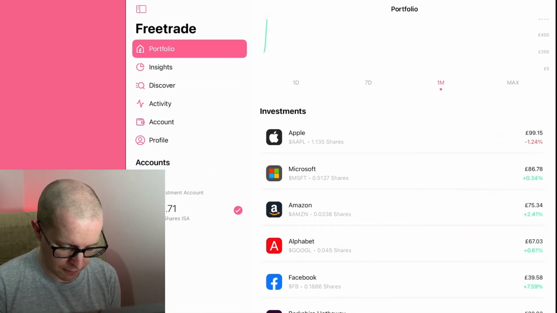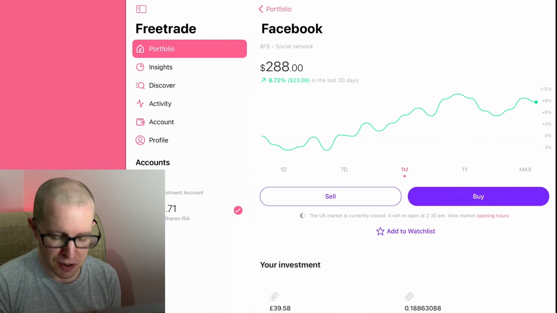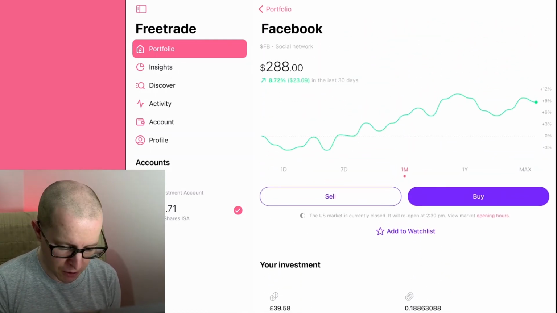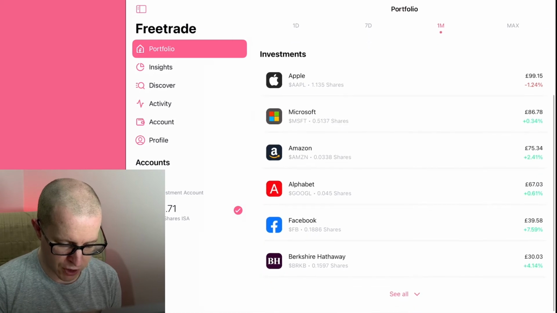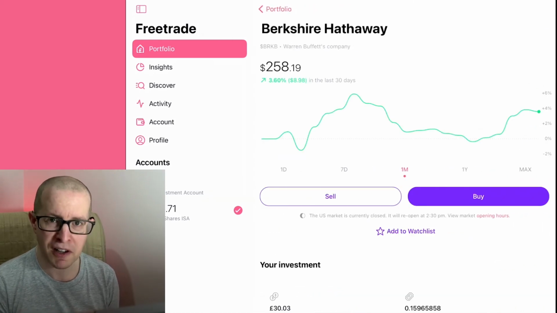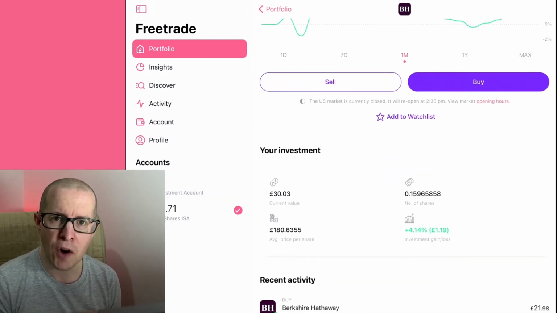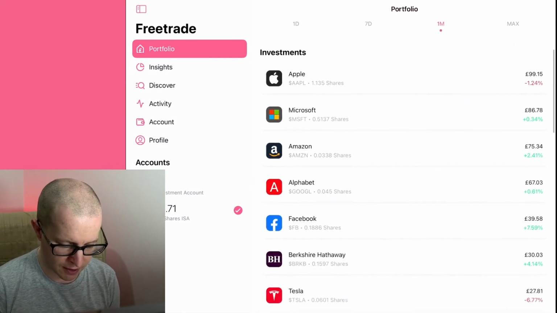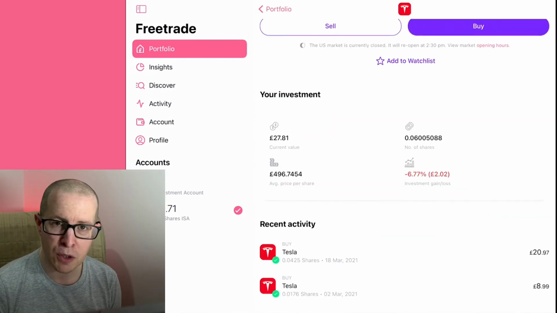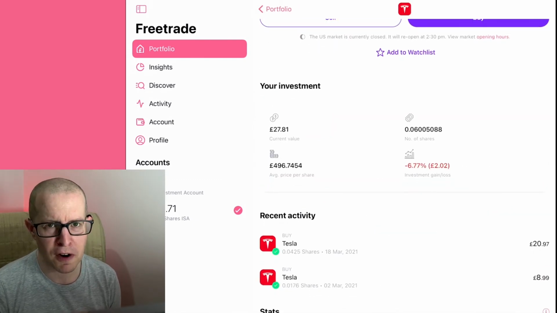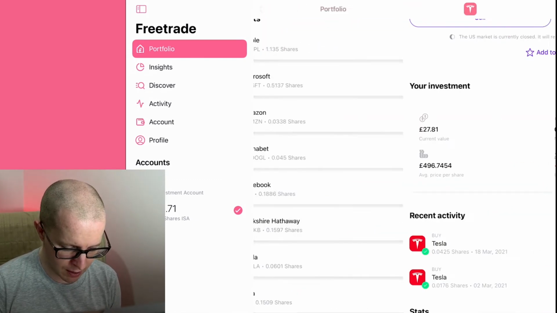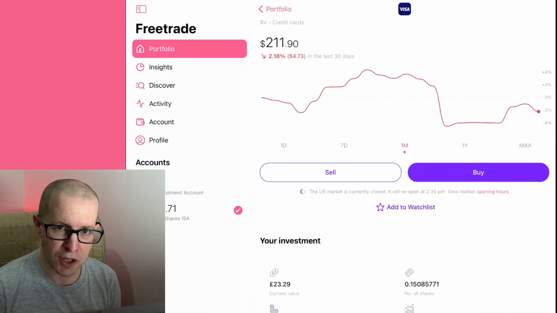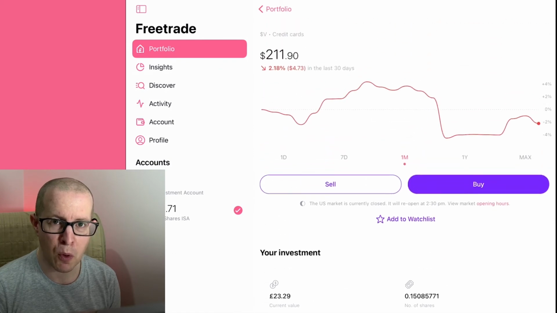Next up we have Facebook, a big social media one. Quite a nice profit on this one so far. This one should be 6% of my portfolio. Next we have Berkshire Hathaway, a big well-known American company. This one should be 4.5% of my portfolio. Next up we have Tesla. This one should be about 4.5% of my portfolio. Next up, we have Visa, a big credit card company. This one should be 4% of my portfolio.